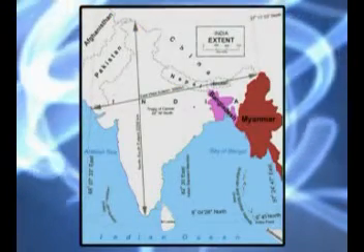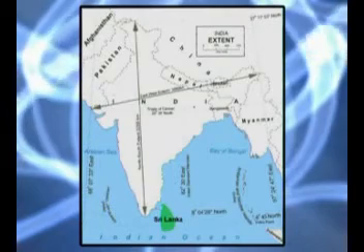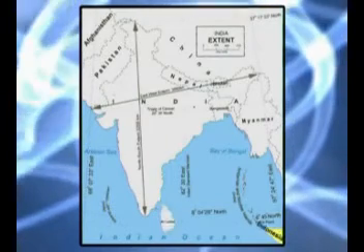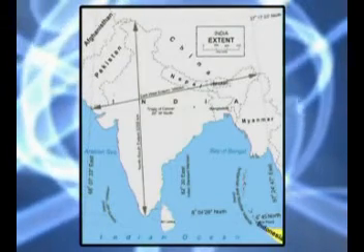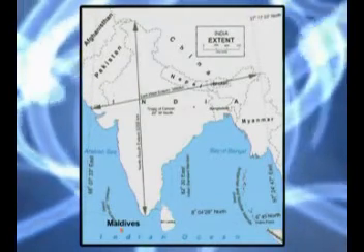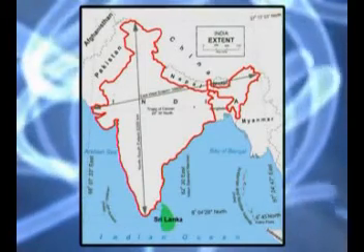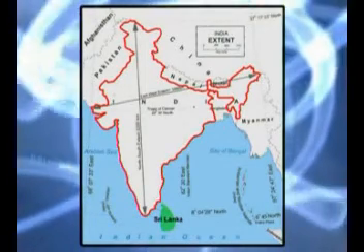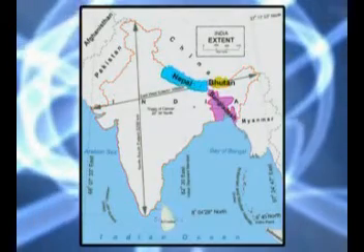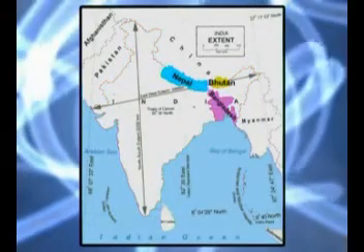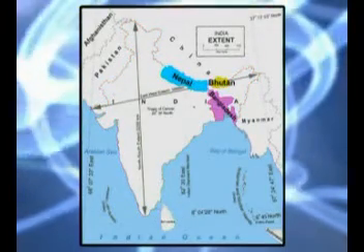To the east are Myanmar and Bangladesh. Sri Lanka is to the south. Indonesia is to the southeast and Maldives are to the southwest. The island of Sri Lanka is separated from mainland India by Palk Strait and Gulf of Mannar. Nepal, Bhutan and Bangladesh are surrounded by India on three sides.